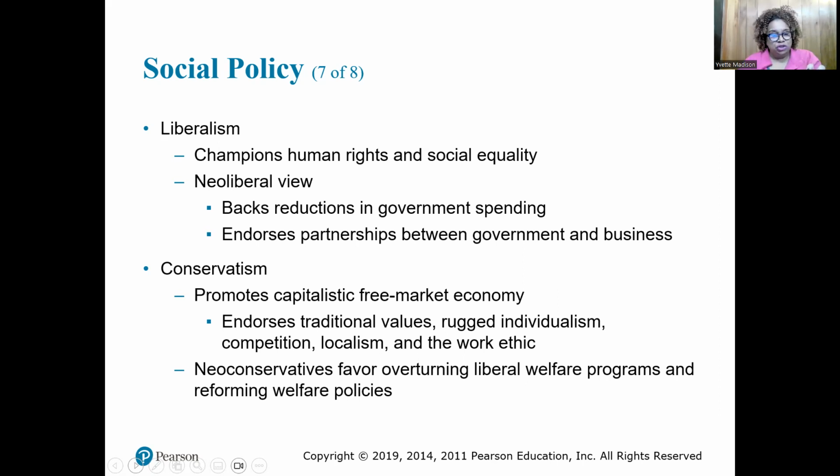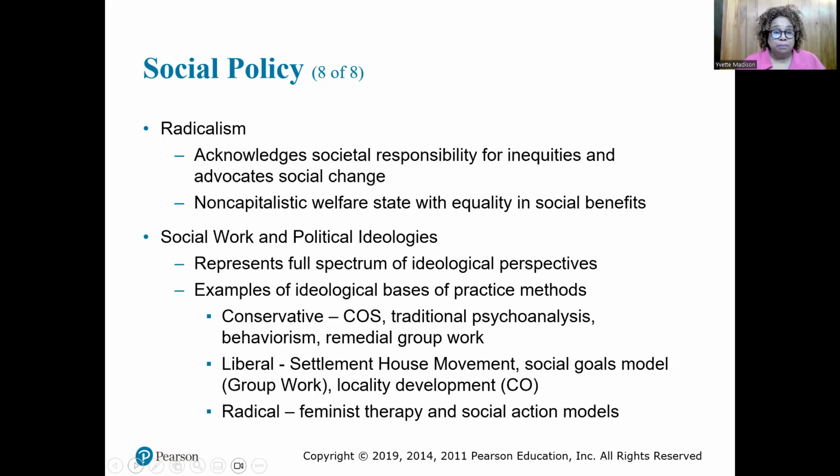And that's where we get down into this neoconservatism, where they're saying that we need to overturn this liberal perspective of providing social welfare programs, and people need to pull themselves up by their bootstraps. This conservative perspective is looking at the problems that people face as caused by their personal issues, and it should not be addressed by the government or by business, as the liberals focus on.